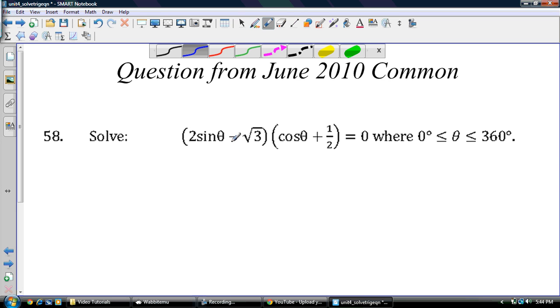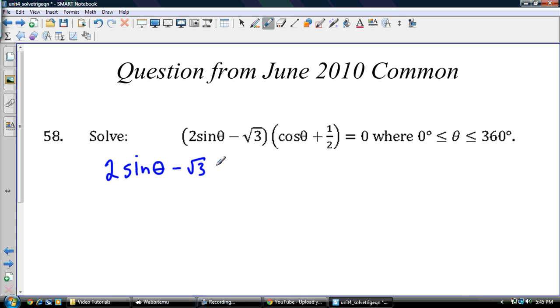So this looks a lot like FOIL. It looks like we have something in factored form, but we're not going to FOIL it. What we're going to do is use the zero property. The zero property states that in order for this product to be equal to 0, one of these brackets has to be equal to 0, or both. So we're going to break this up into two mini problems. We have 2 sine theta minus root 3 equal to 0. And then the second mini problem, which is cos theta plus 1/2 equal to 0.